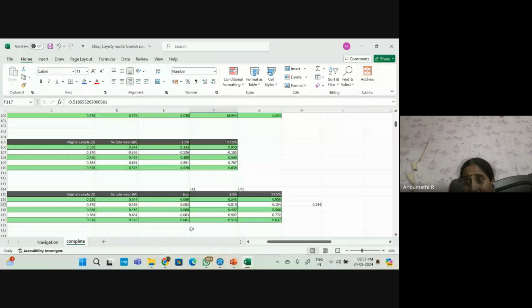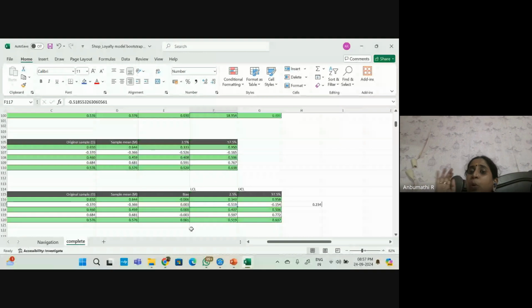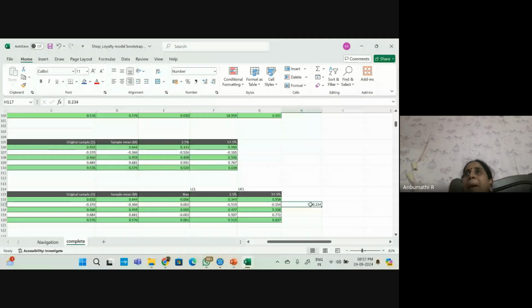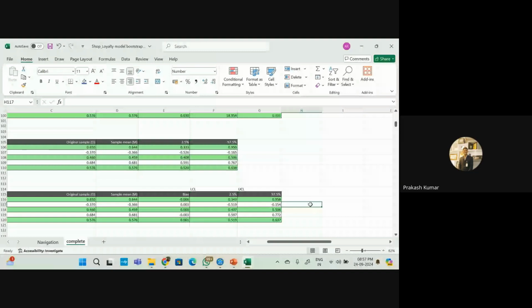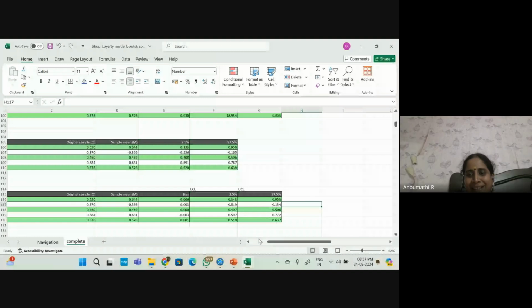If that is the case, if the LCL and the UCL are in opposite directions, it means that even though your p-value is significant, the path is not significant. It is giving false information. That is what the LCL and UCL will tell you. Do you understand this? A little confusing, madam. Yeah, that's what I'm telling.